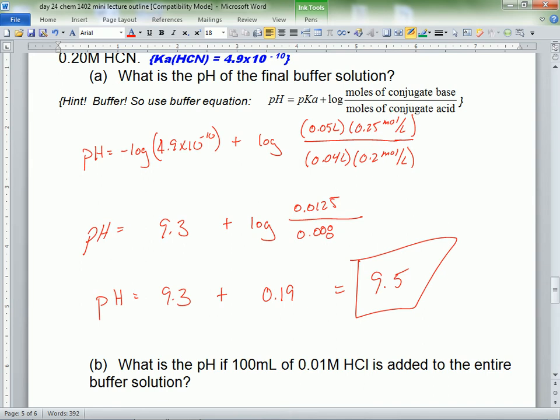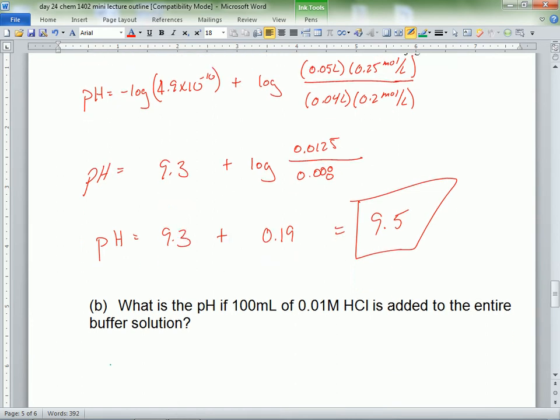I think you add it to the moles of the acid together. The moles of the conjugate base has to decrease. The moles of the conjugate acid has to increase. So now we're going to use the Kb? No. We still use Ka?